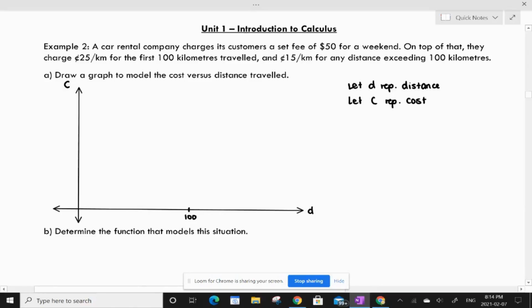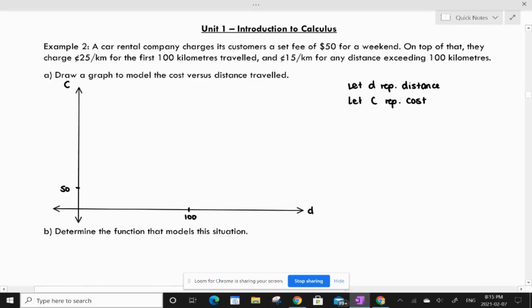Now, we then have to think about what's important on my cost axis, right? Because there's going to be certain times where my graph is going to change. I know that $50 is my set fee. So I'm going to put that in. I don't have a scale here, like I don't have graph paper, so I'm doing a rough sketch. So I'm going to put $50 in here. So we know that that's the set fee for the weekend.